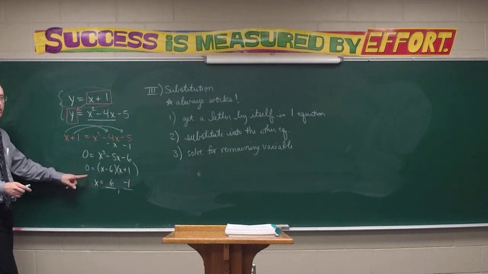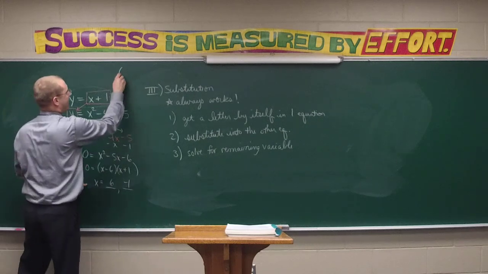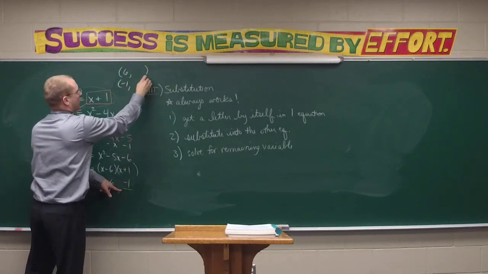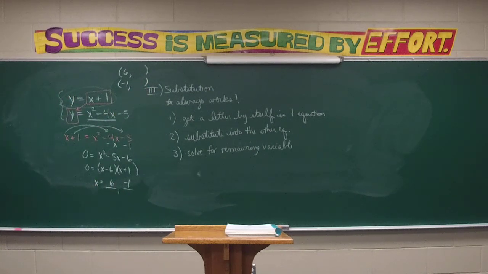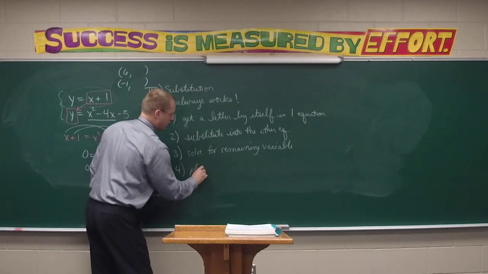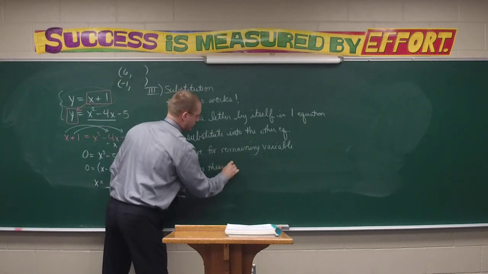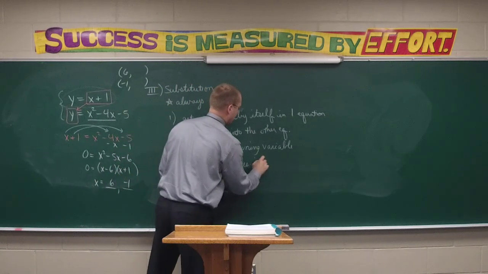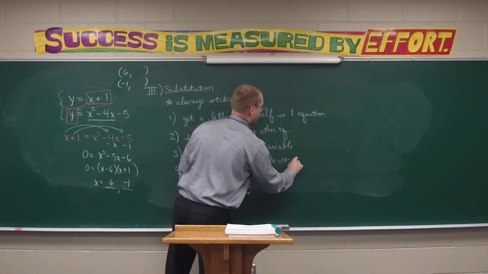Now, those are both x's. I have an x value, or abscissa, of 6. I have an x value, or abscissa, of negative 1. Those are not y values. Those are x values. Step number 4, plug these values, or in some cases this value, into the rearranged equation.